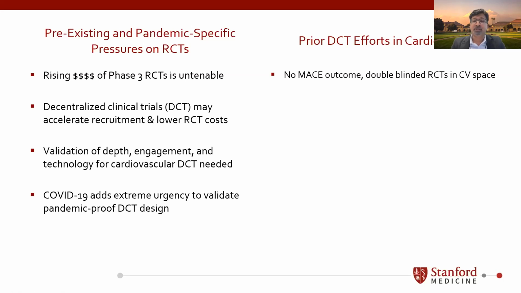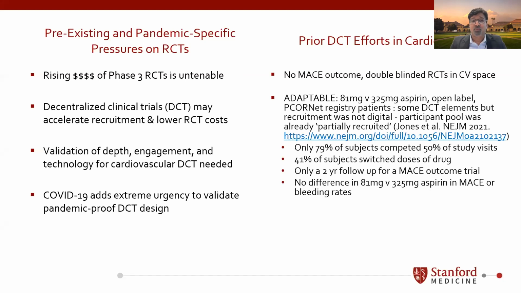So what's been done in cardiology in prior decentralized efforts? Well, really, there's been no MACE outcome trials and no double-blinded randomized clinical trials in the cardiovascular space to date. That is about to change. The one study that I mentioned before was the ADAPTABLE study, which was really drawn from a registry, the PCORnet registry, where they compared low and high dose aspirin.